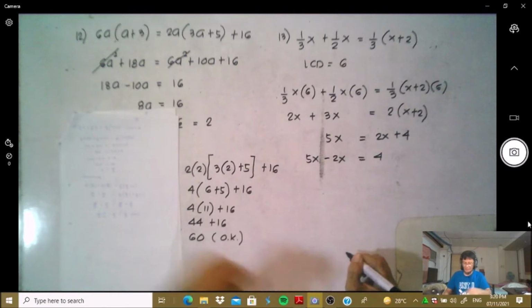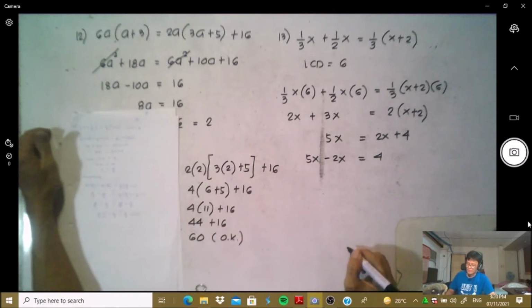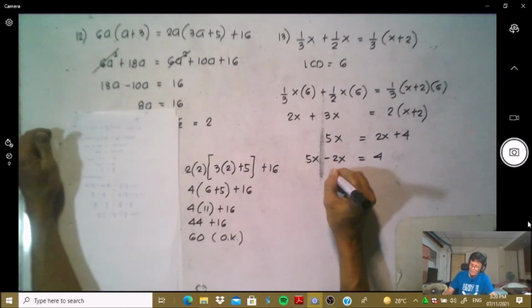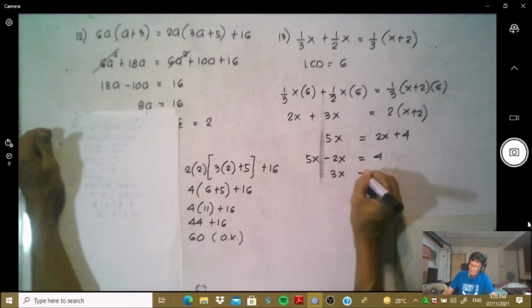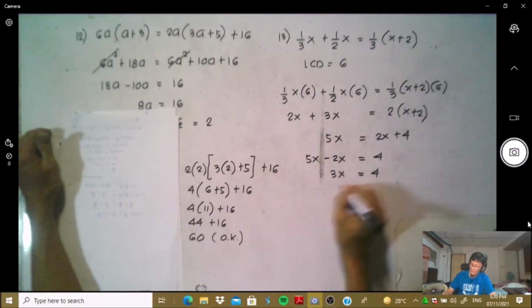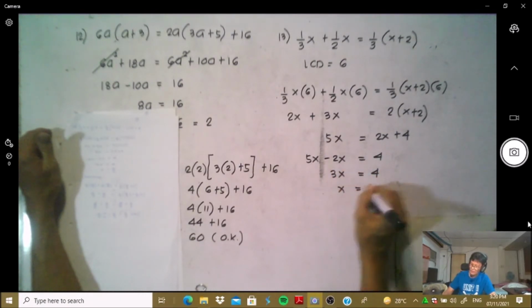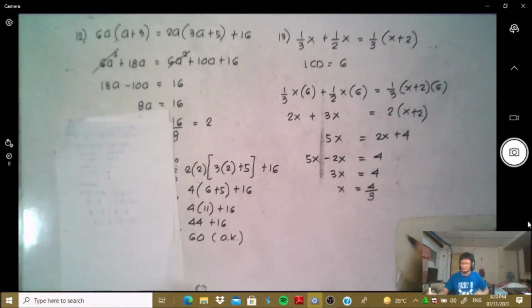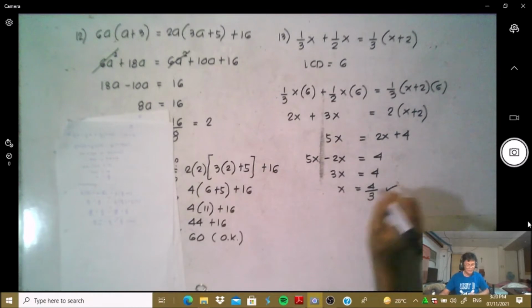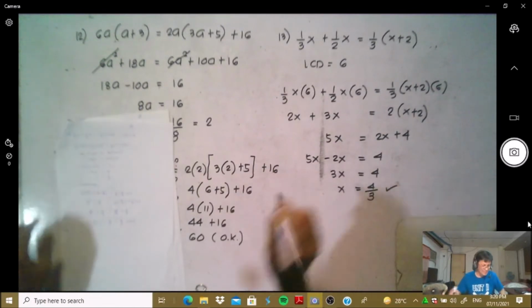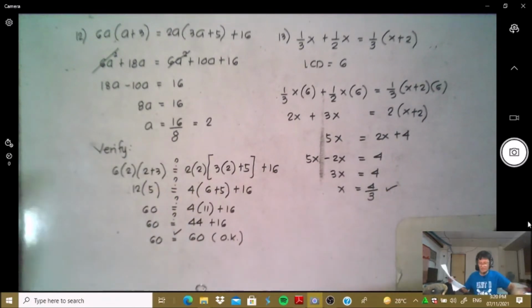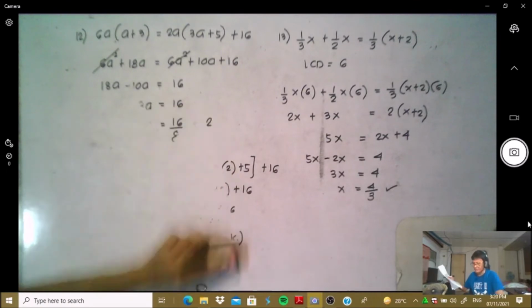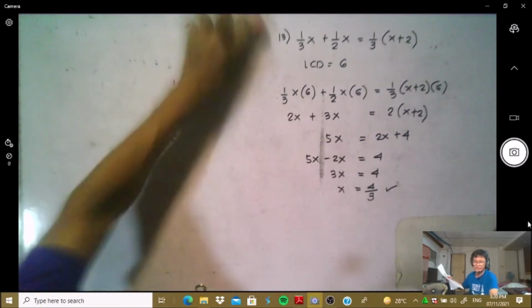Okay. 5 minus 2 is equal to 3. So we have 3x is equal to 4. And therefore our value of x will be equal to 4/3 or 1 and 1/3. Okay. Let's use this as our answer. Then let's check that first. Let's verify if really x is equal to 4/3.